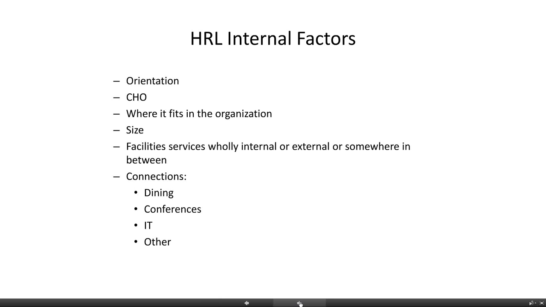The size. Size brings a whole lot of bearing on how this type of organization operates. Whether the facility services are wholly internal or external or somewhere in between. Who provides these services? Does an HRL provide them themselves or subscribe, perhaps from a physical plant? And its connections to other related areas, including dining, conferences, and IT. Next.